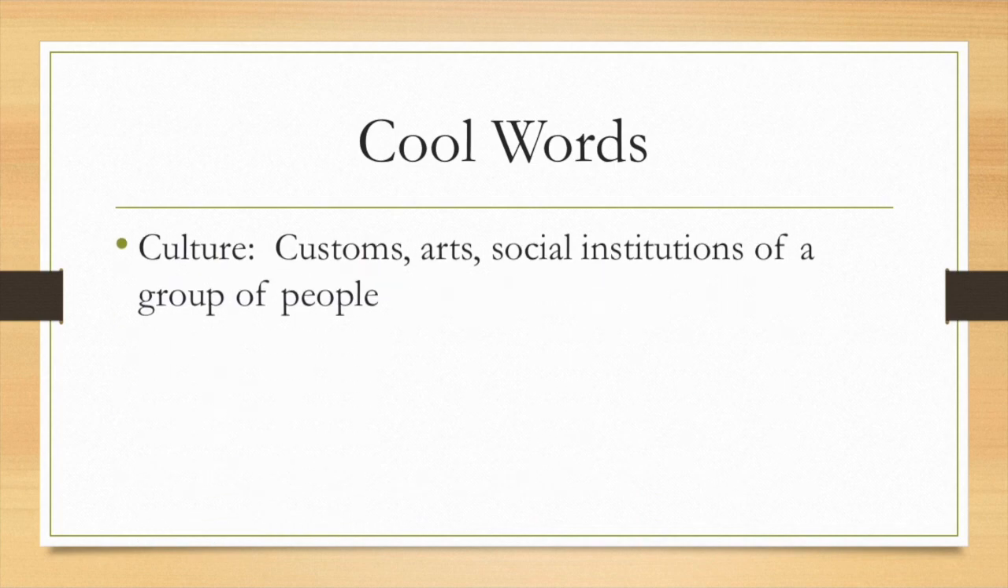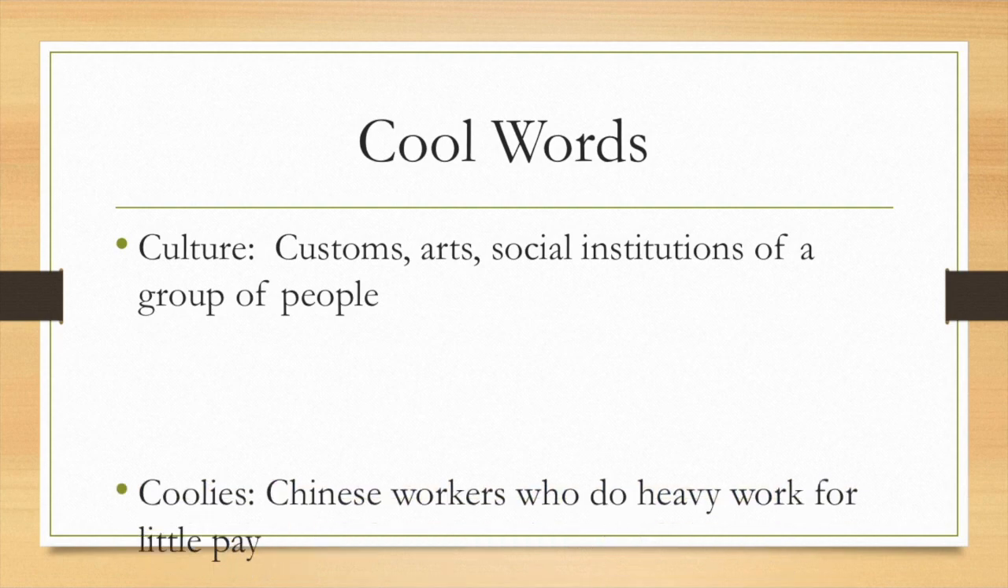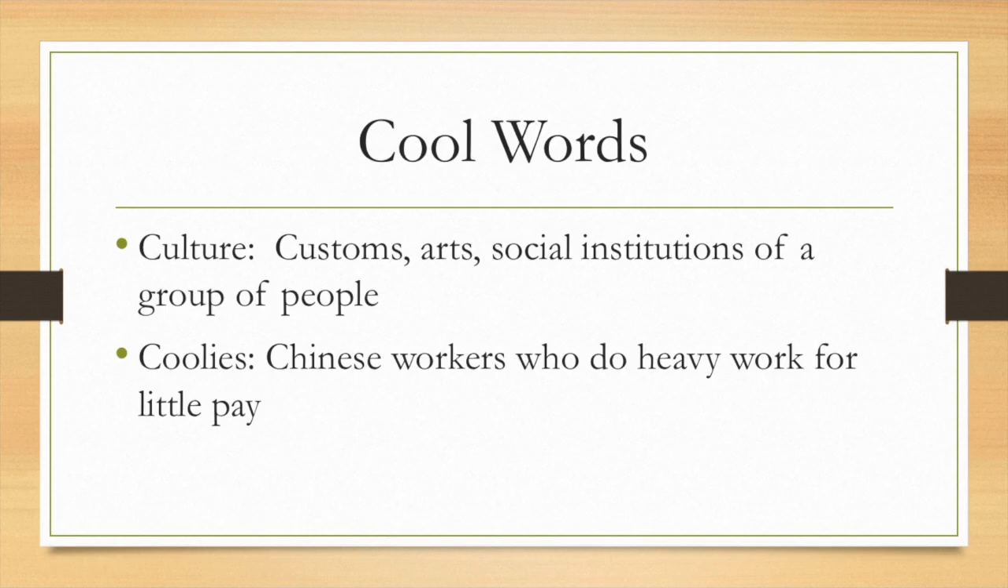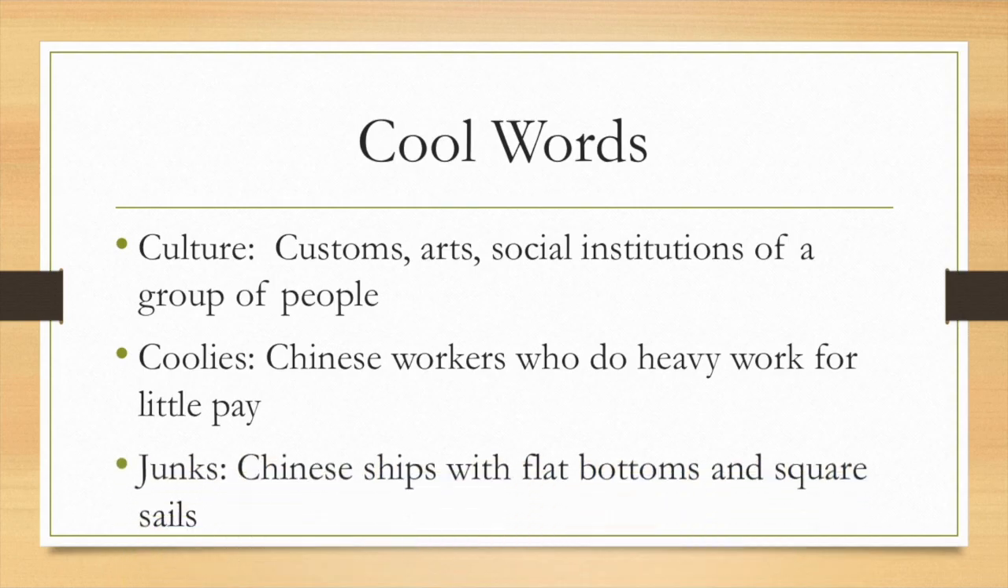The first word that we need to know for this particular story is culture. Culture is the customs, arts, or social institutions of a group of people. Remember to pause, write down the word and its definition. Coolies are Chinese workers who do heavy work for little pay. And finally, the last cool word that we will be adding is junks. Junks are Chinese ships with flat bottoms and square sails.